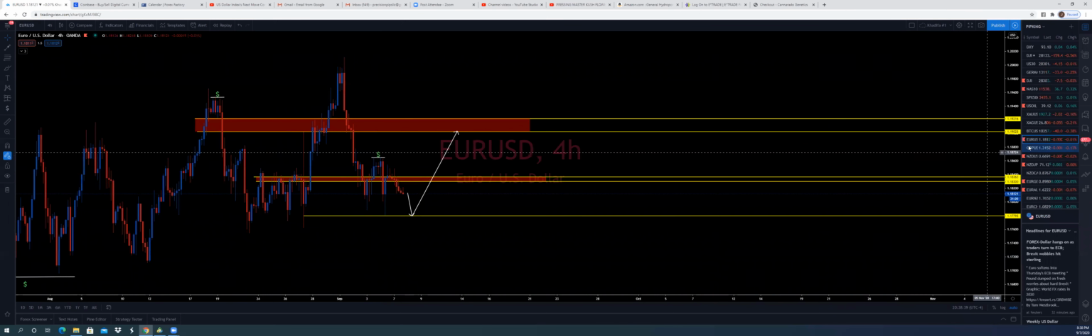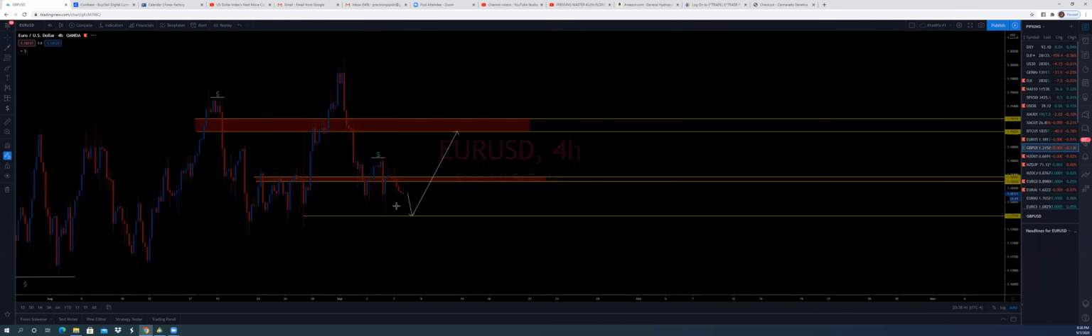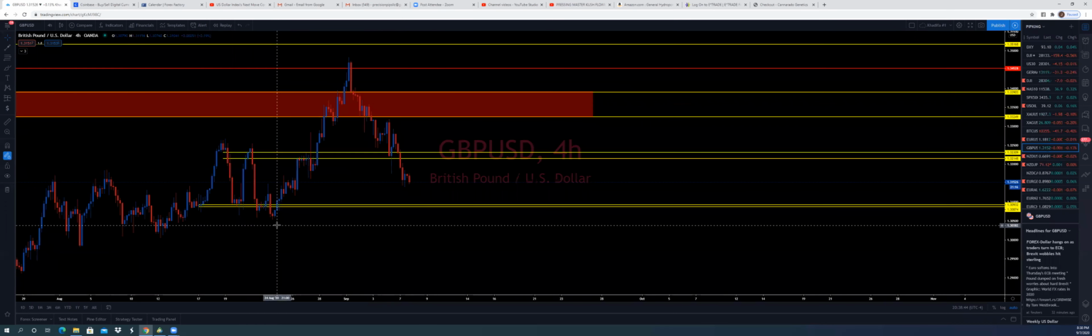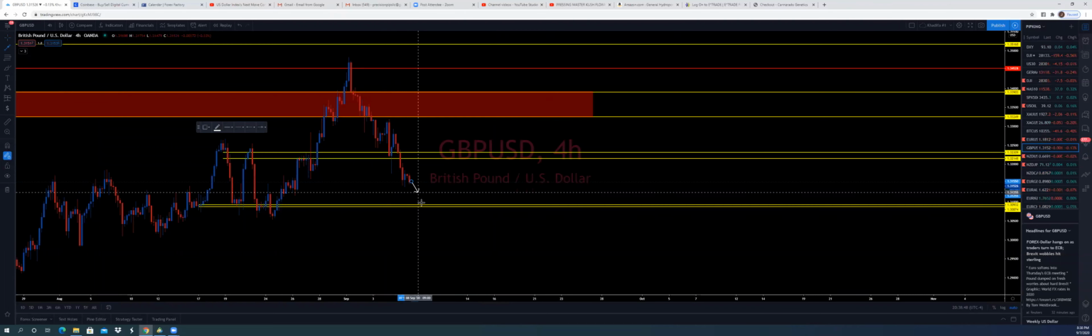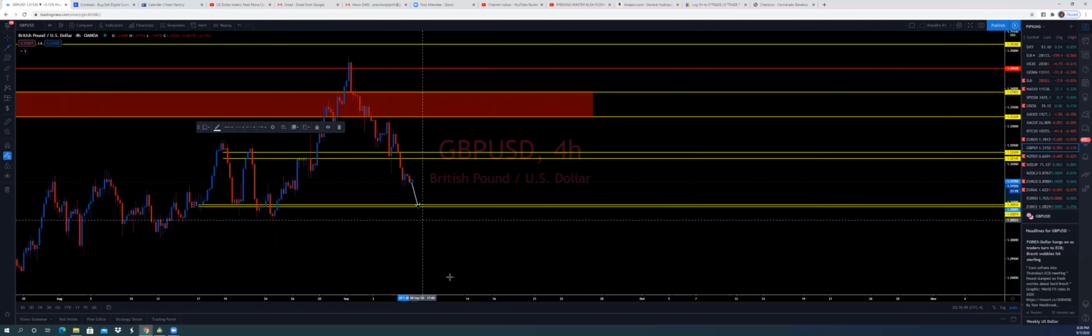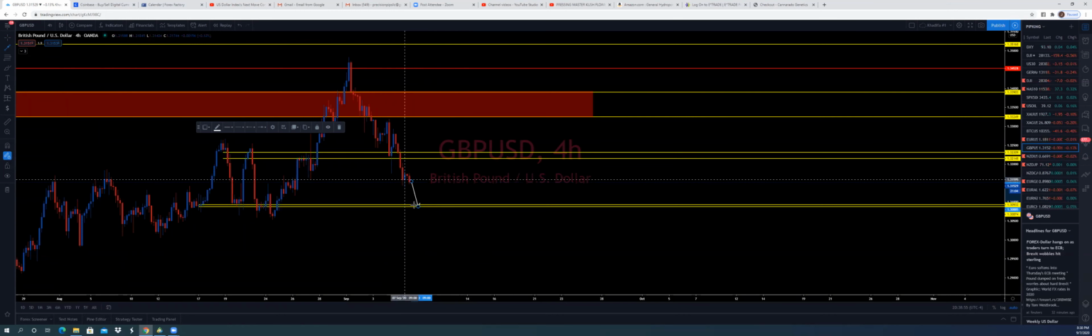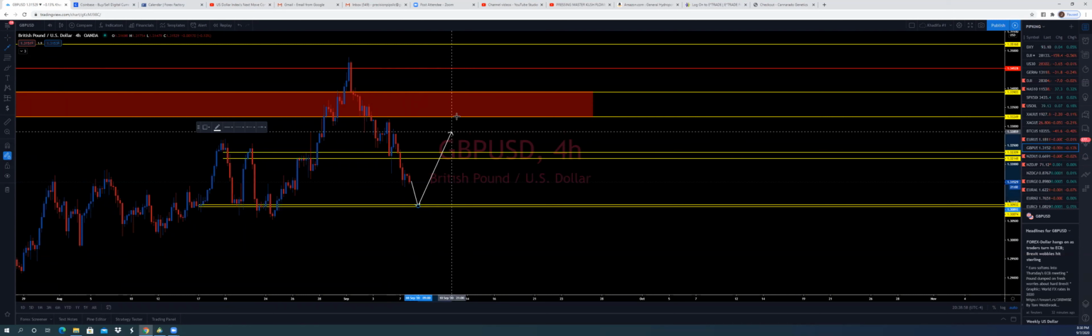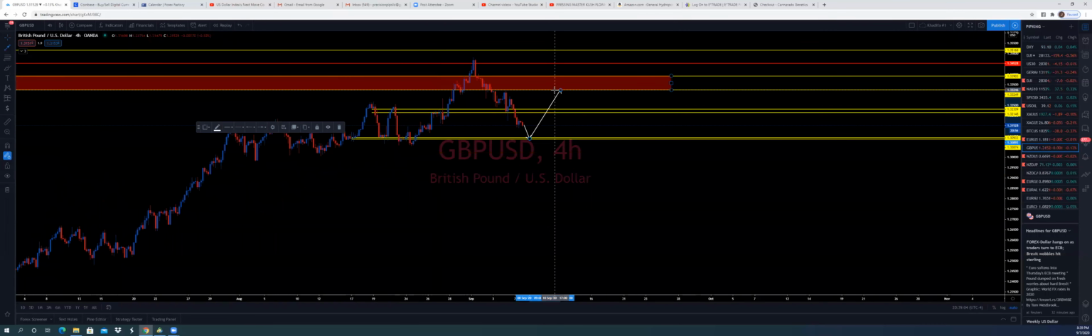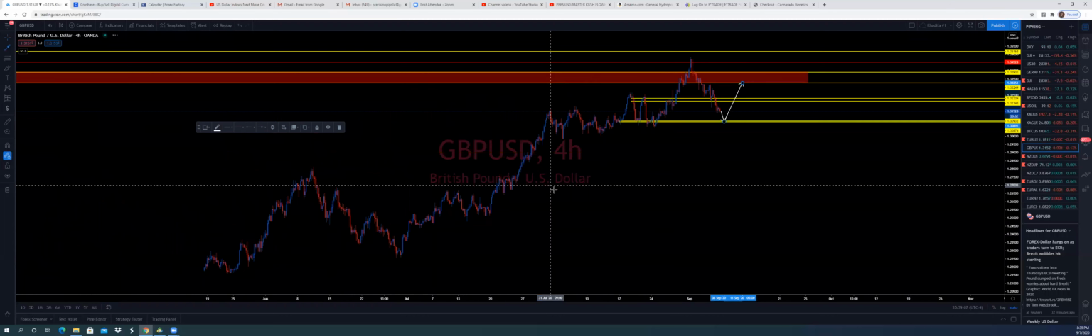So moving on to GBPUSD, we're gonna have almost the same thing. Want to see GBPUSD come down and retest 1.3093, and then see if we can get a reaction back up to retest this structure here.